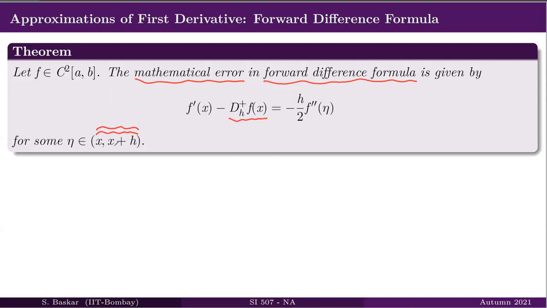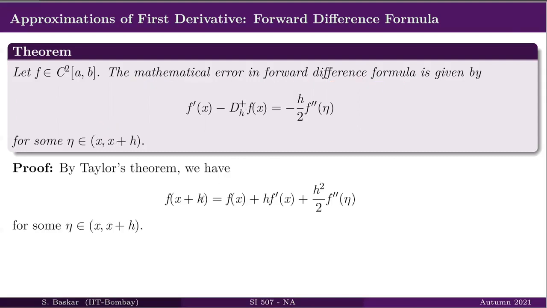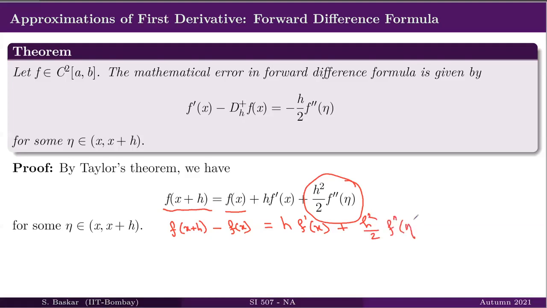The proof is quite simple. It is a direct application of Taylor's theorem. If you recall, we can write f of x plus h as f of x plus h into f dash of x plus the remainder term, right? Now you can see that f of x plus h minus f of x is equal to h into f dash of x plus h square by 2 f double dash of theta, right?